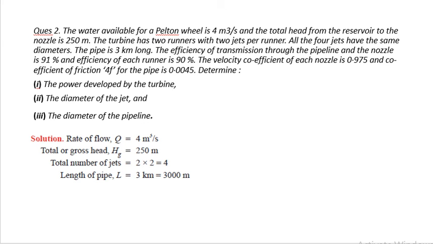All the 4 jets have the same diameter. The pipe is 3 km long. Efficiency of transmission through the pipeline and the nozzle is 91%. Efficiency of each runner is 90%. The velocity coefficient of each nozzle is 0.975 and the coefficient of friction 4f for the pipe is 0.0045. You have to calculate the power developed by the turbine, the diameter of the jet and the diameter of the pipeline. Q is given in the question, gross head is given, total number of jets is 4 and the length of the pipe is given, that is 3 km or you can say 3000 meter.